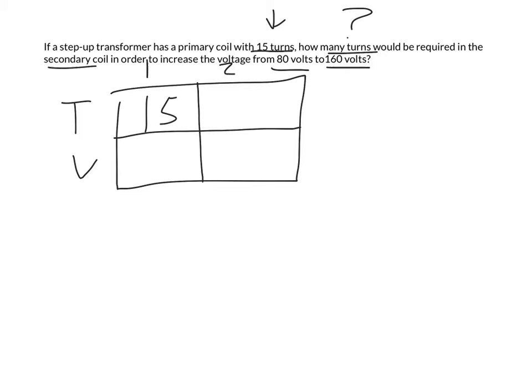So we're looking at how many turns. We're looking for this one, the turns that would be required for the secondary coil in order to increase the voltage from 80 volts to 160 volts. So we just have to look at the English language here. We're increasing from this to that. From this, that's your primary, so that's your 80 volts there. And we're going to increase that to the 160 volts here. So at this point we have everything we need in order to solve the equation.